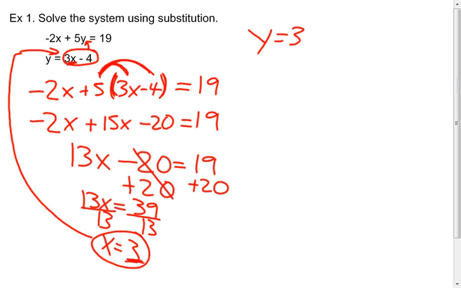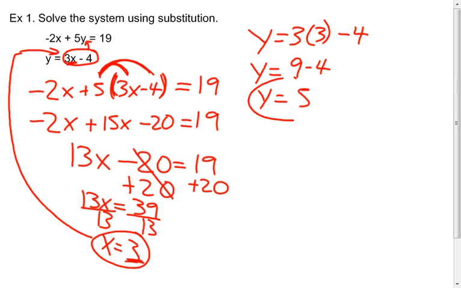Y equals 3, and instead of the x, I'm going to put a 3 in parentheses, minus 4. 3 times 3 is 9. 9 minus 4 is 5. Now I have an x and a y, and I can write my answer as an ordered pair.